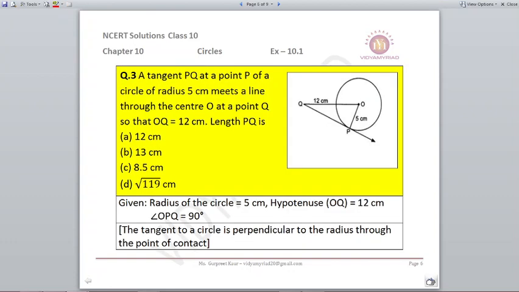Question 3. A tangent PQ at a point P of a circle of radius 5 cm meets a line through the center O at a point Q, so that OQ is equal to 12 centimeters. Find the length of PQ. Now you are told that PQ is a tangent. That means the radius at the point where it touches the circle is perpendicular to the tangent. That means OP is perpendicular to PQ, so it is a right angle triangle. And when we know two sides, we can find the third side using the Pythagoras theorem.